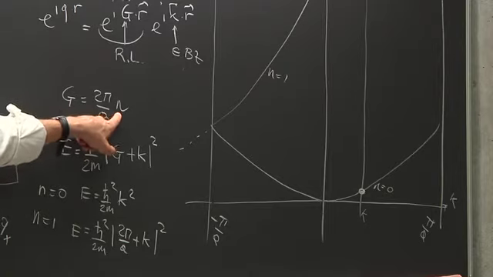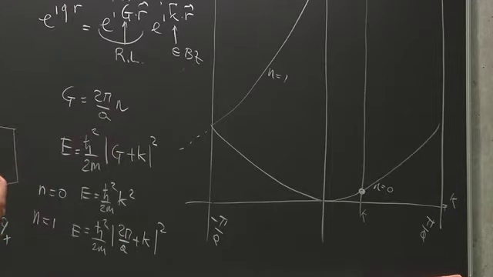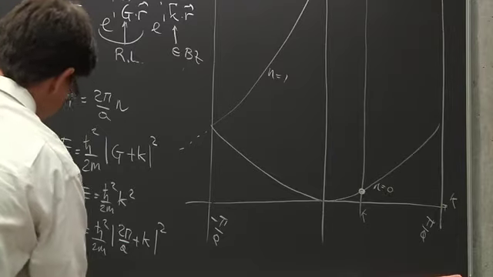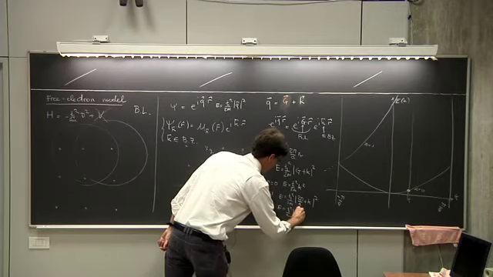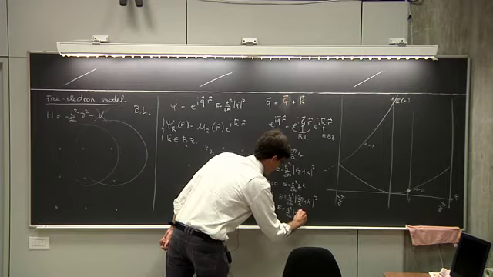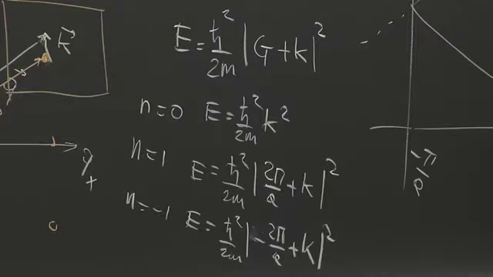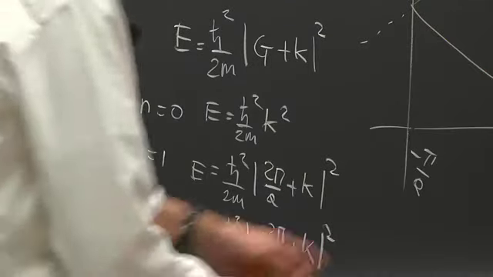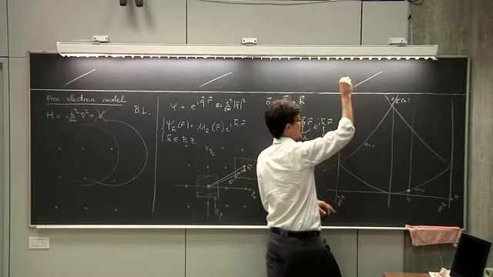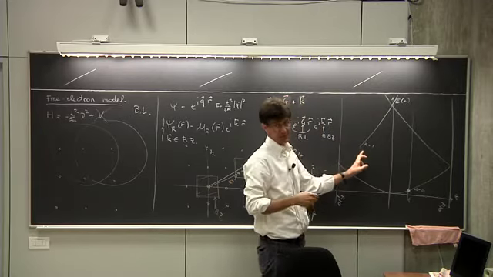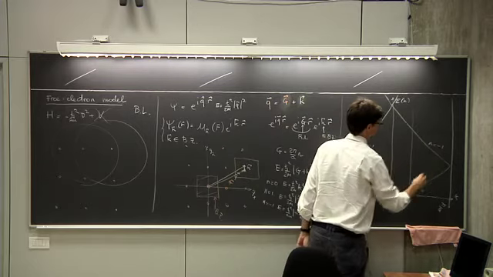n is not restricted to take only positive values. You can take also negative values. So n equal to minus 1, for example. n equals minus 1. Energy is equal to h squared over 2m (minus 2 pi over a plus k) squared. Again a parabola, but now centered at 2 pi over a. Well, somewhere there, it will hit this point here again. Notice that this parabola is exactly symmetric to this one, right? I'm just exchanging k into minus k. So this is n equals minus 1.